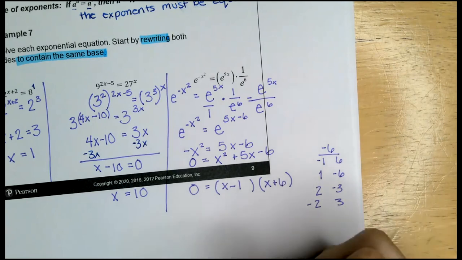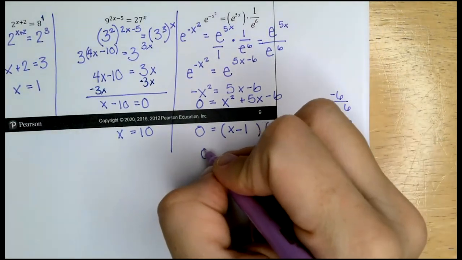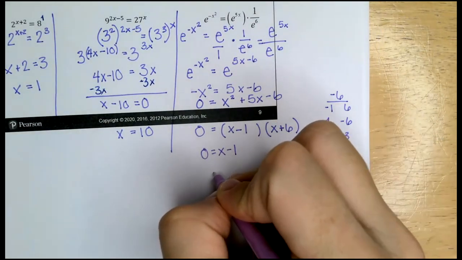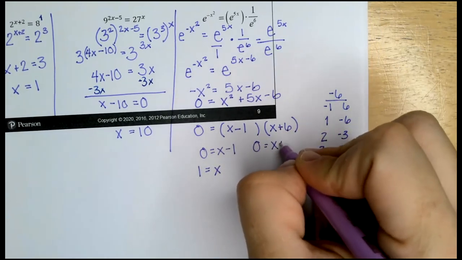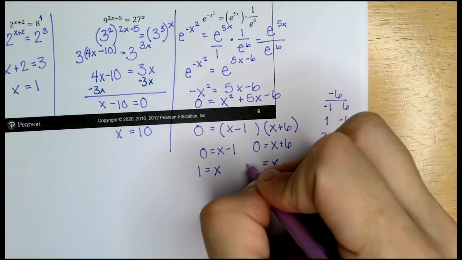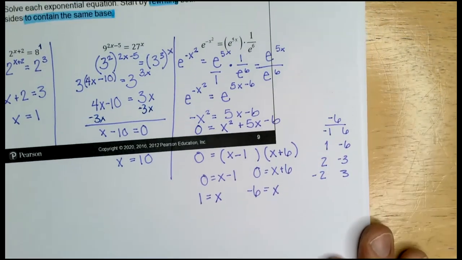Now I set each of those equal to 0. 0 equals x minus 1, so x is 1. 0 equals x plus 6, so x is negative 6. Good, and we can check them.